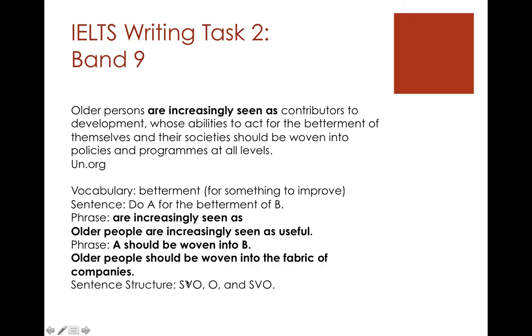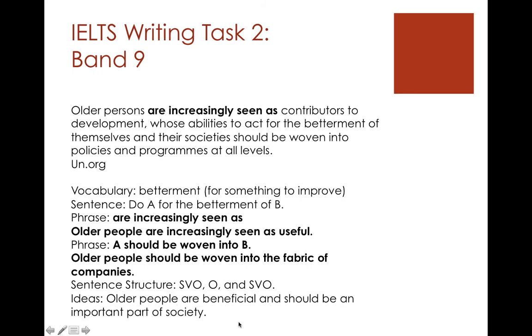So the sentence structure is subject, verb, object, comma, object, comma, and subject, verb, object. So let's see that up here. Older persons is the subject, are is the verb, increasingly seen as contributors to development. So the older people are seen as, right? Comma, whose abilities to act for the betterment of themselves and their societies should be woven into the policies and programs at all levels. So older people are beneficial and should be an important part of society. This is the idea we can get from this. And this is a great way to say it. Okay, so here we have this object, whose abilities to act for the betterment of themselves, comma, and their society, should be woven into policies and programs at all levels. There's your subject, verb, object.